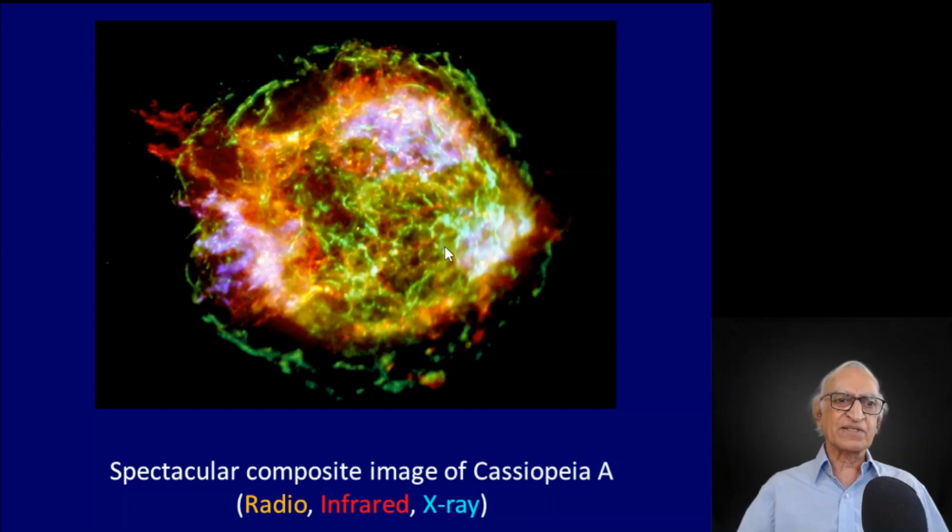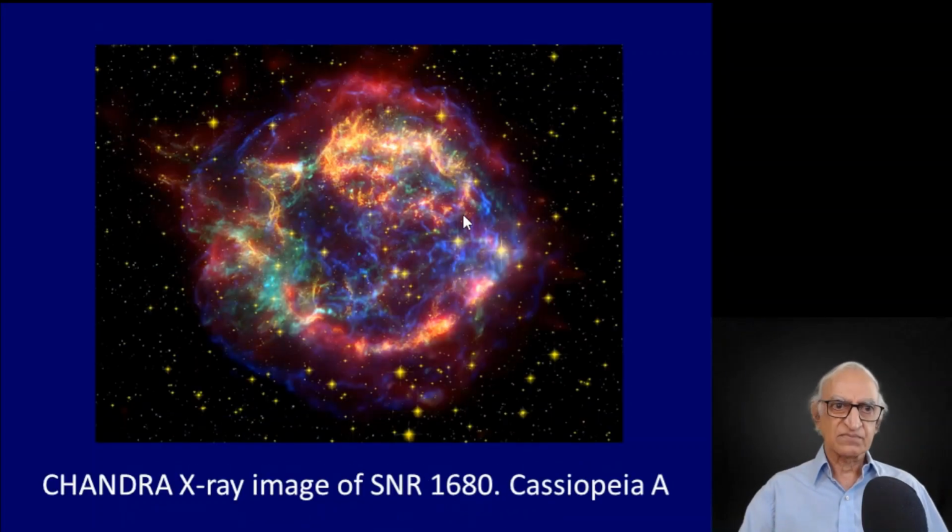Now here is the spectacular composite image of Cassiopeia A, a 300-year-old supernova remnant. Its composite image consists of radio emission, which is synchrotron emission, infrared emission, which is from the dust, and X-ray emission, which is the Bremsstrahlung. Now, this is just X-ray emission, and what you see at the center there is the neutron star.